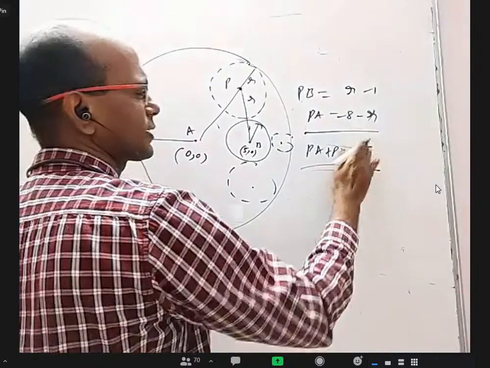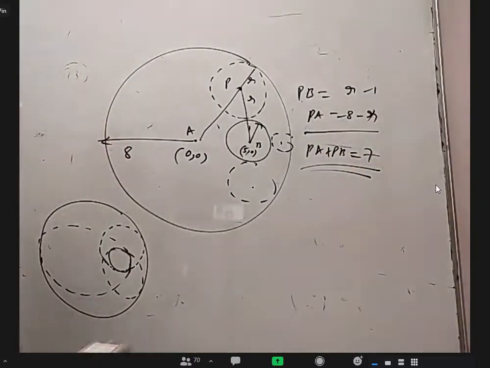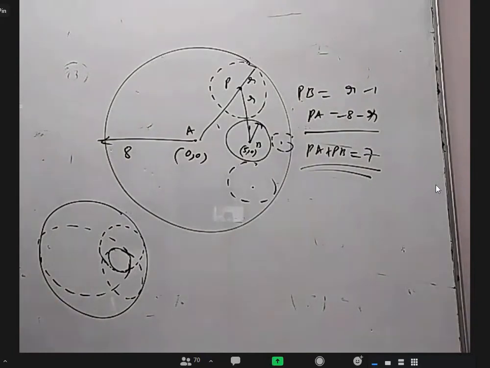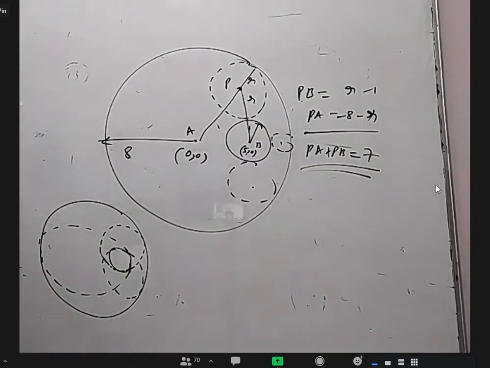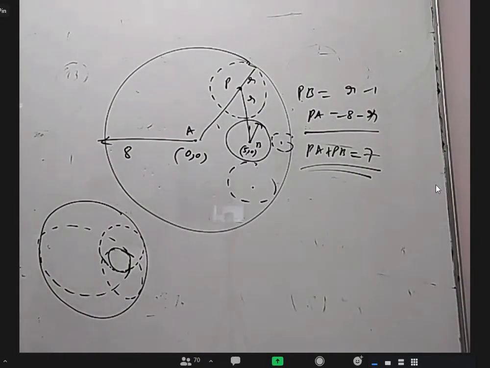And when you add, you'll get 7 here, that's all. It is a little smaller ellipse, that's all. Same foci, but the length of the major axis is a little smaller. Okay, in both cases it is an ellipse.